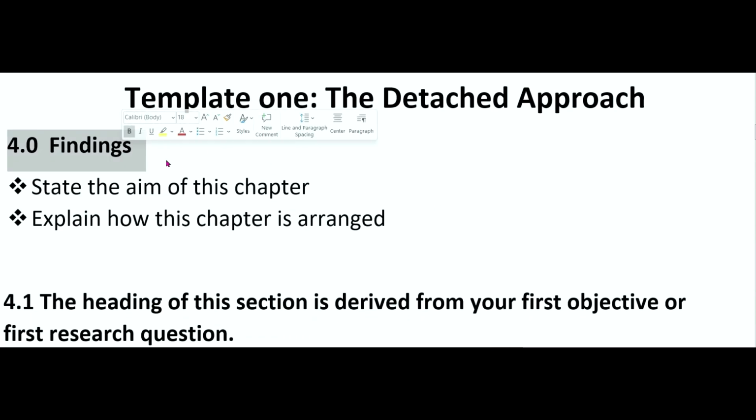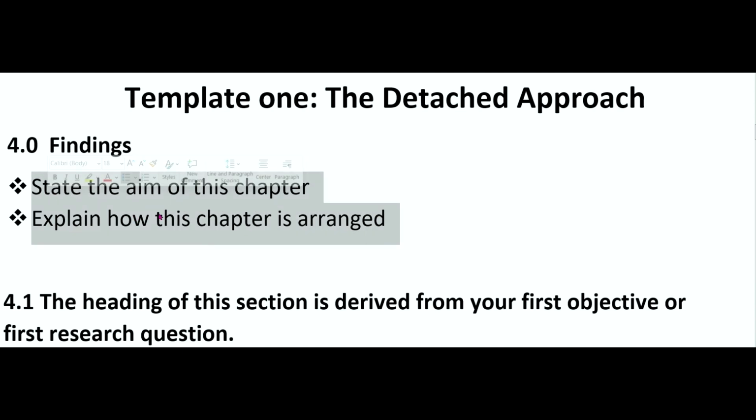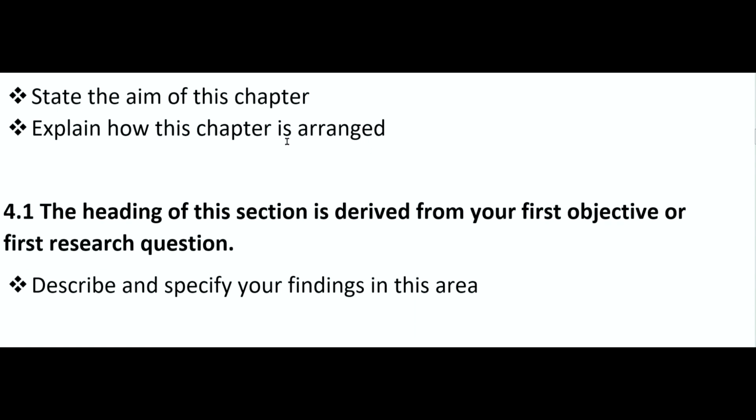4.0 findings. As with all chapters in your dissertation, you start with a mini introduction. State the aim of this chapter, what is the purpose of this chapter. Then also explain how this chapter is arranged. Give an overview of the areas that you will cover. The first section will discuss this. This will be followed by a discussion on this. This will be followed by a presentation on this. However you arrange your chapters, make sure that you give an overview of the chapters.